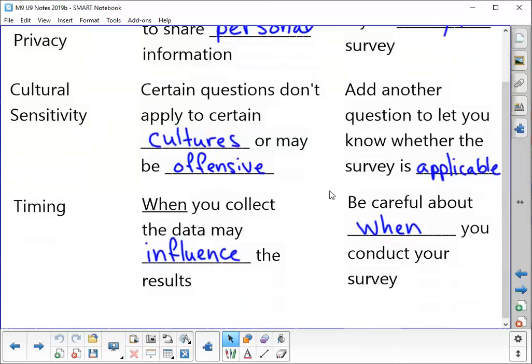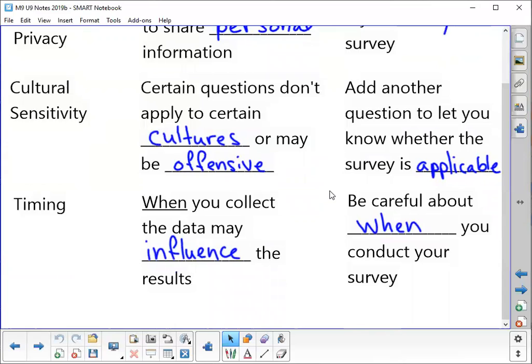So cultural sensitivity. Certain questions don't apply to certain cultures, or they could be offensive. Instead, you could add another question to let you know whether the survey is applicable to that group or not, or you could just change your survey. So an example would be, how do you like to cook your Christmas ham? Who can't answer that survey? Anybody know who doesn't celebrate Christmas?